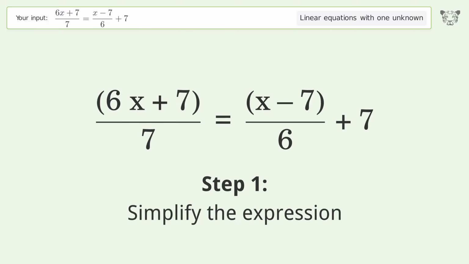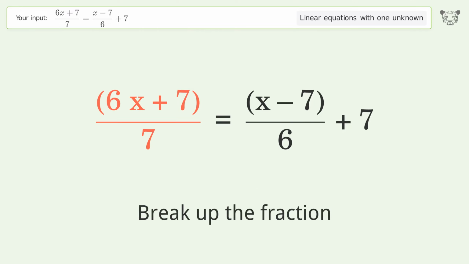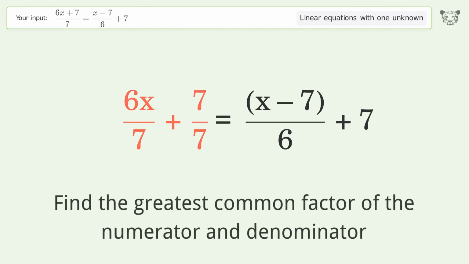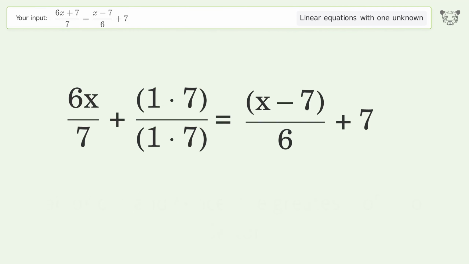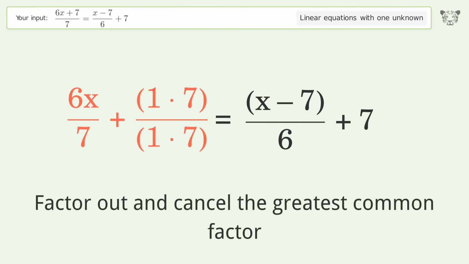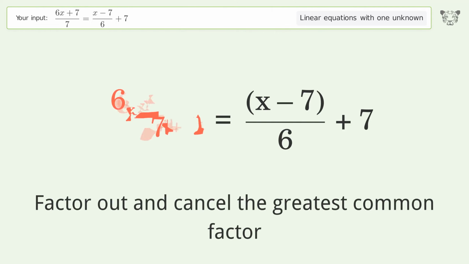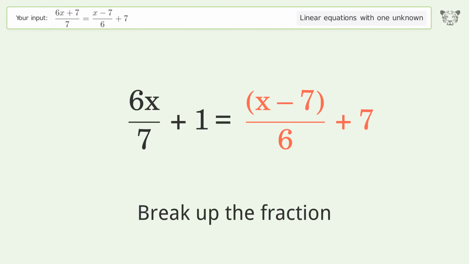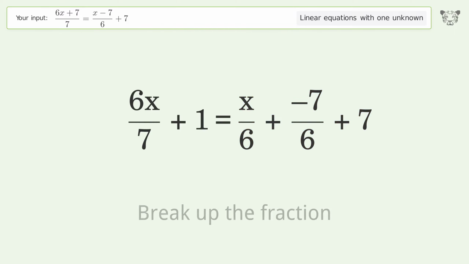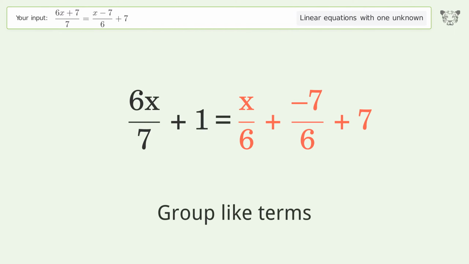Simplify the expression. Break up the fraction. Find the greatest common factor of the numerator and denominator. Factor out and cancel the greatest common factor. Break up the fraction. Group like terms.